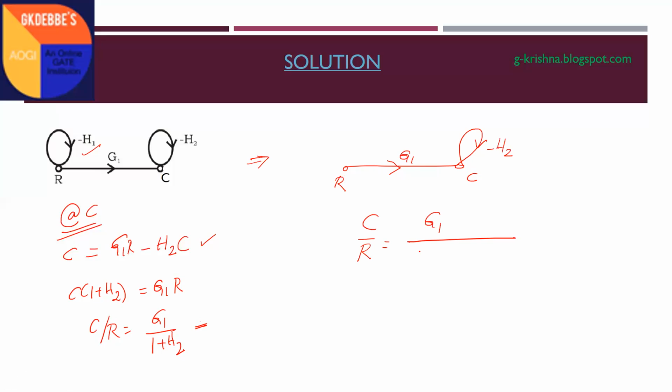Hence delta is 1 minus the sum of loop gains, that is 1 plus H2. And what about delta 1? It is 1, since in forming this forward path gain, this loop is touched, so delta 1 is 1. Hence the answer C by R is G1 by (1 plus H2) itself. Still, I will extend it and show it.